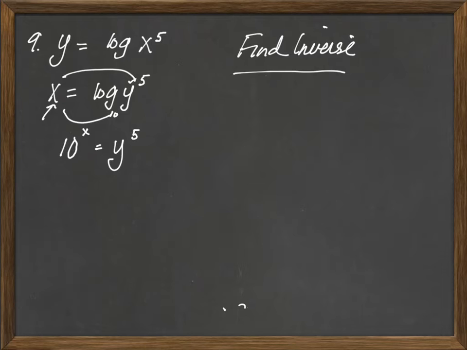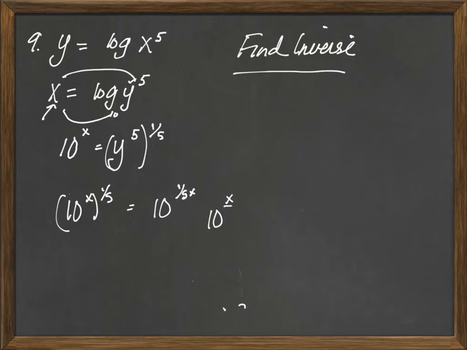So we would say that in order to get rid of to the 5th power, we can multiply it by 1 over 5. So this is 10 to the x to the 1/5, or we would write it as 10 to the 1/5 x, or 10 to the x over 5.